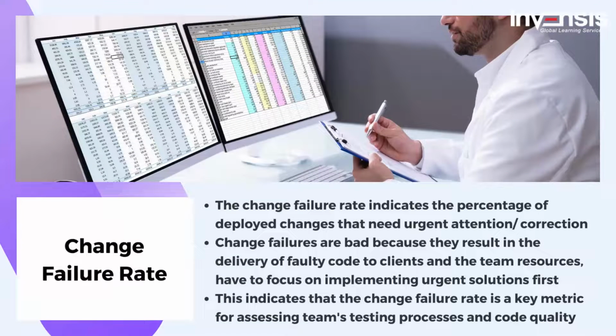Second is change failure rate. The change failure rate indicates the percentage of deployed changes that need urgent attention or correction. This measure does not account for issues discovered before deployment, and teams may use it to evaluate the effectiveness of their testing approach. In other words, a high rate of change failure may indicate a fault in the DevOps testing process, in addition to other production-related issues.